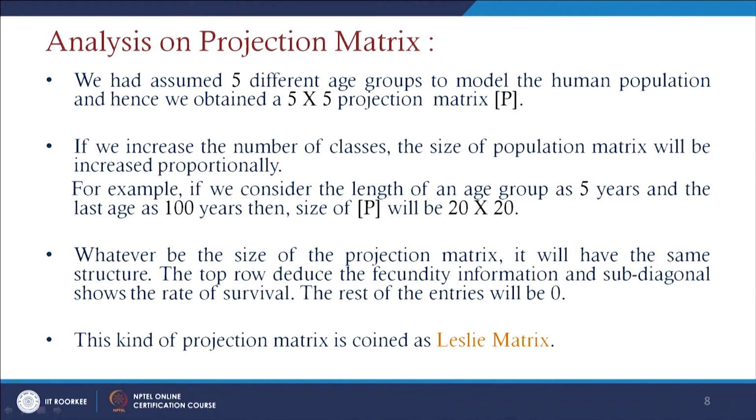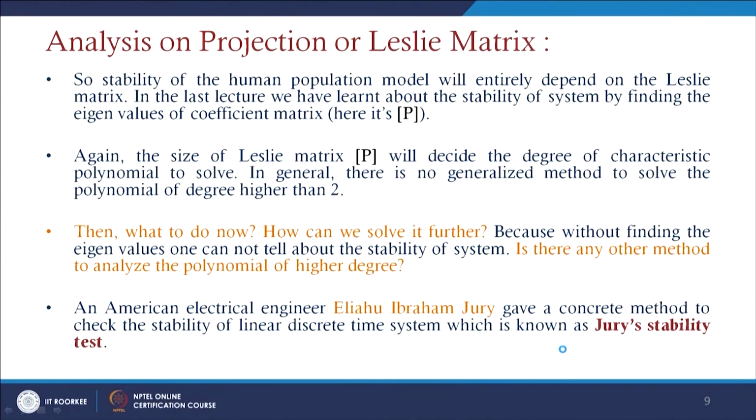Whatever the size of the projection matrix, it will always have the same structure. The top row gives the fecundity information, the subdiagonal shows the rate of survival here, and the rest of the entries will be 0. This kind of projection matrix is called a Leslie matrix. And if we go for analysis on the projection or Leslie matrix, the stability of a human population model depends entirely on the Leslie matrix here.